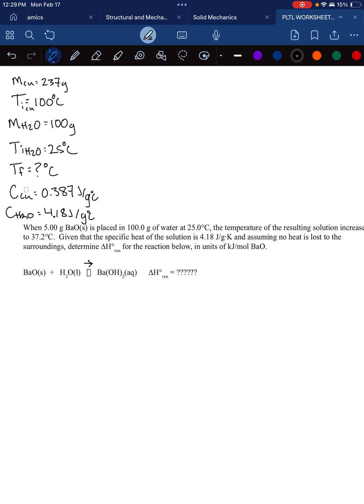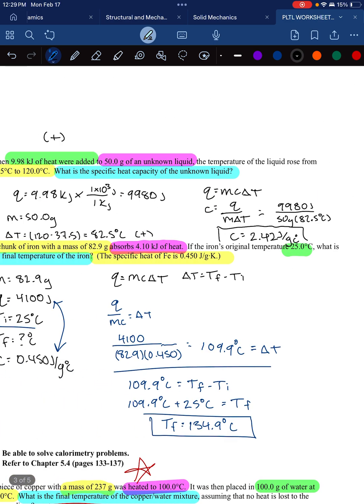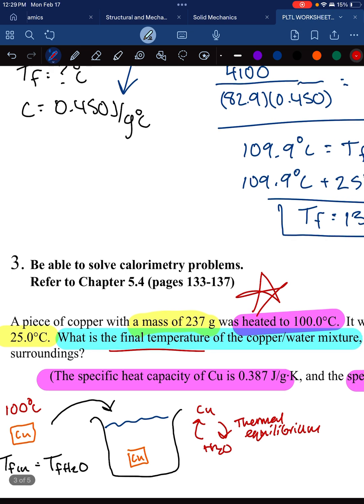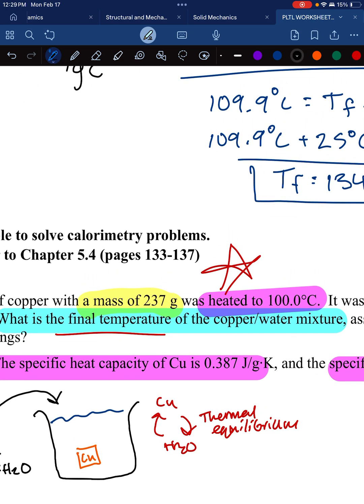And the way we can do this is, let's think about it like this. Earlier I said through thermal equilibrium, the copper and the water are going to share their heat until they reach equilibrium. So that means that they're transferring the same amount of energy to each other. It means that the heat flow of the copper is equal to the heat flow of the water. They're both putting equal energy into each other to balance out.